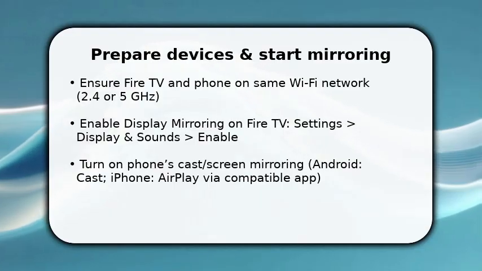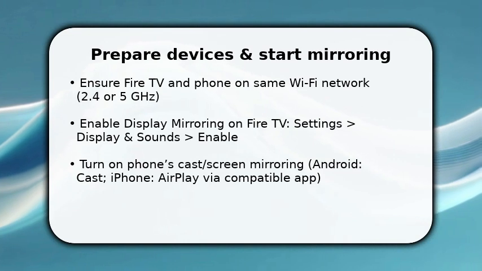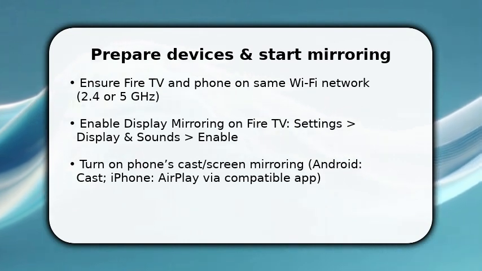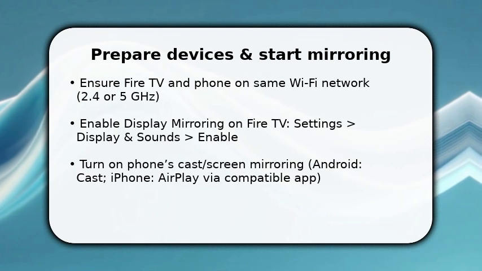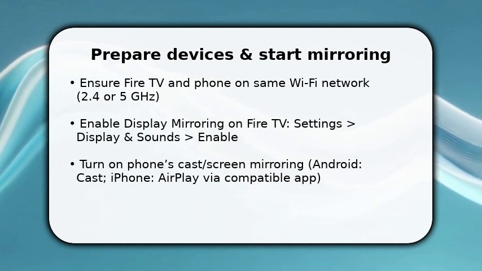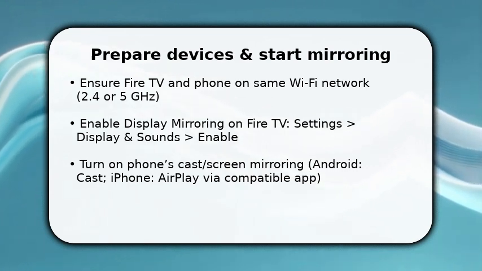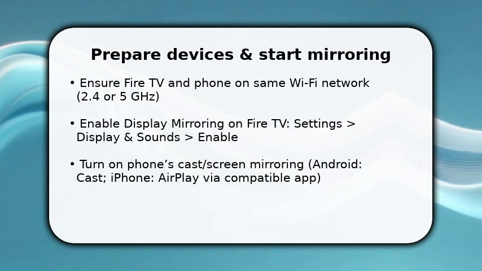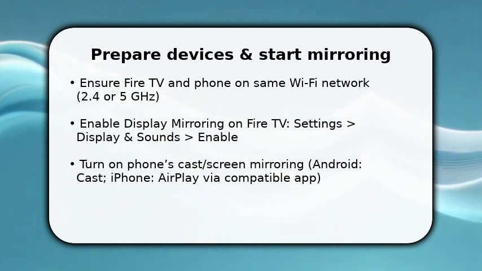You're starting the connection now. First, make sure both the Fire TV and your phone are on the same Wi-Fi network. Mismatched networks block discovery. On Fire TV, open Settings, go to Display and Sounds and enable Display Mirroring. This advertises the receiver.